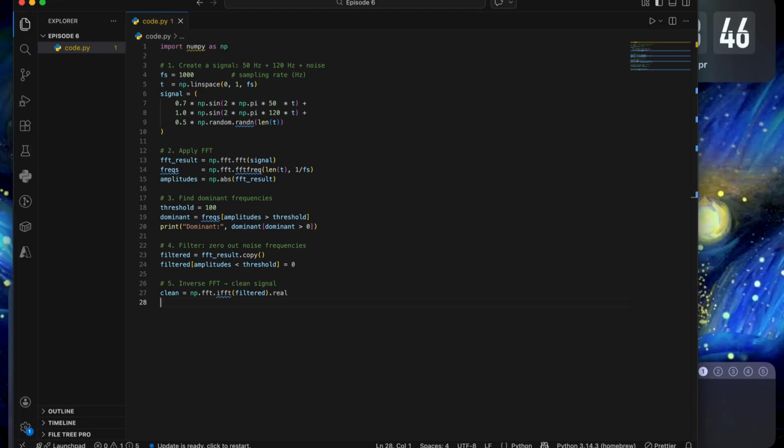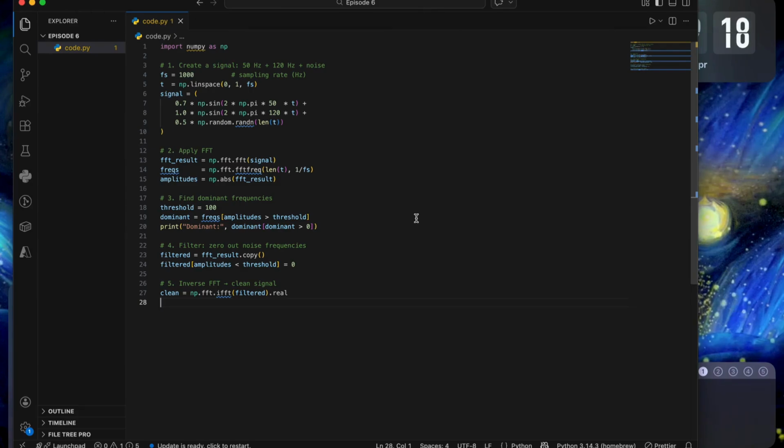Step 1, we generate our test signal. We set the sampling rate to 1000 hertz. We create a time array of 1,000 points over 1 second using np.linspace. We build the signal as two sine waves of amplitude 1 and 0.5 at 15 and 120 hertz plus random Gaussian noise.